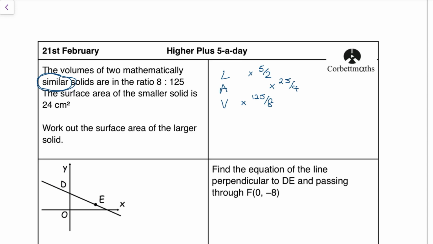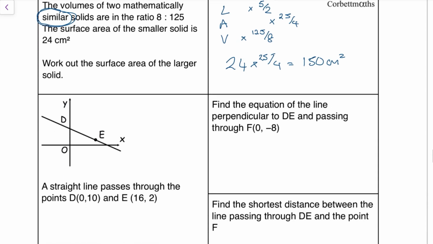What does it want to do? The surface area of the smaller solid is 24. Work out the surface area of the larger. Well, I've done all the maths now, haven't I? So it's just going to be 24 times the area scale factor, which is 25 over 4. Well, 24 over 4 is 6, and 6 times 25 is 150. So it's going to be 150 centimetres squared. First question done. Next question.